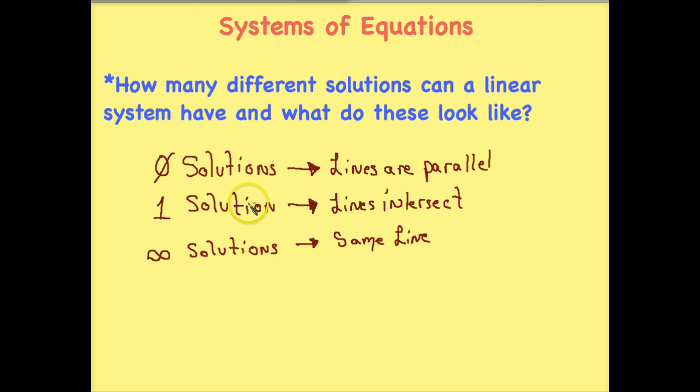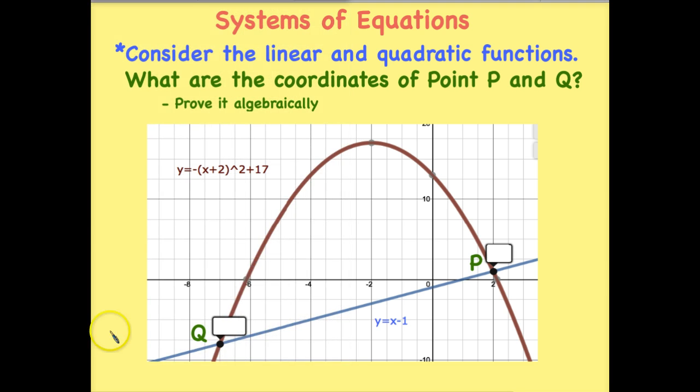Okay, and that's all our different types of solutions we can have with a linear system. But what happens if we have something that is not linear? So consider the linear and quadratic functions below. What are the coordinates of point P and point Q? This is another way to solve a system of equations. We can do it graphically.